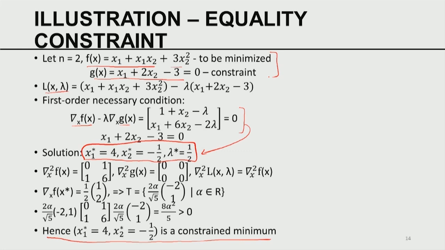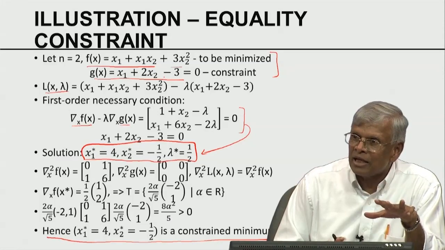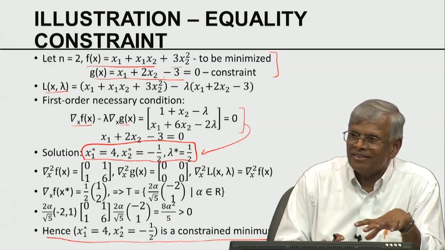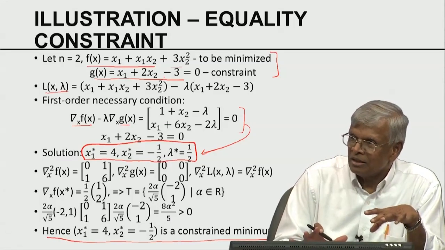I would like you to emphasize the following. The function is a quadratic function. Look at that now. First degree, second degree, second degree. The constraint is a linear function. So, the objective function is quadratic, the constraint is linear, the simplest possible case. You have to have an aha here. You have to be able to do this to be able to do anything else in life in this area.